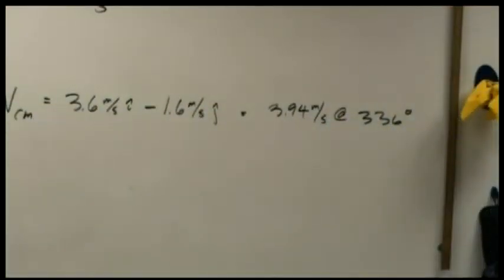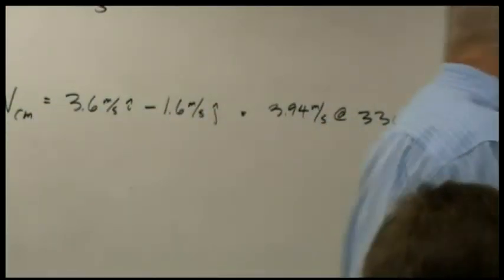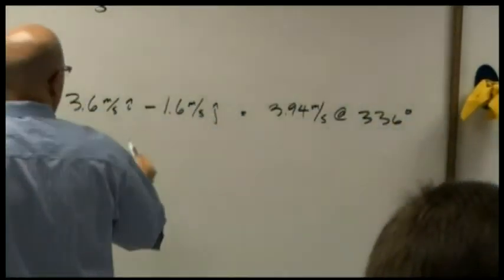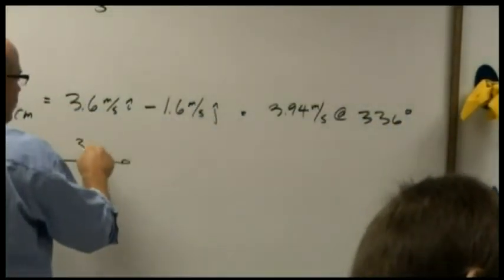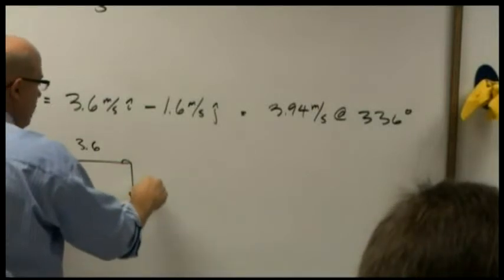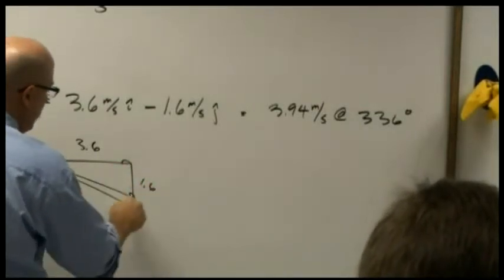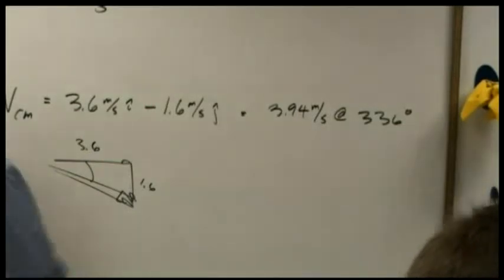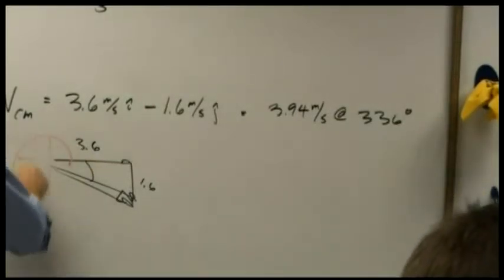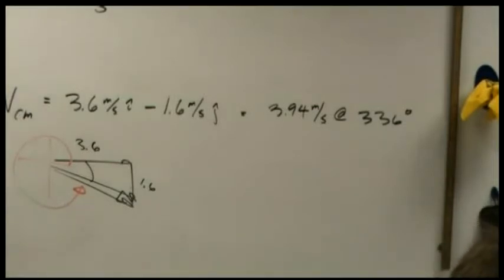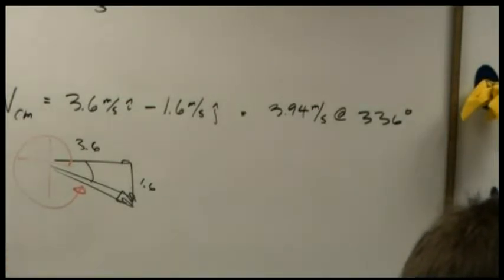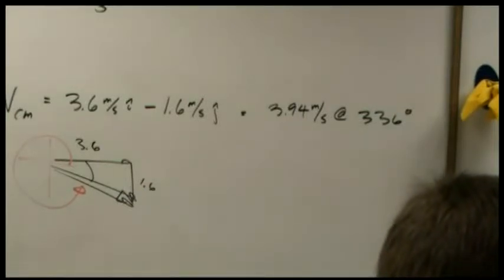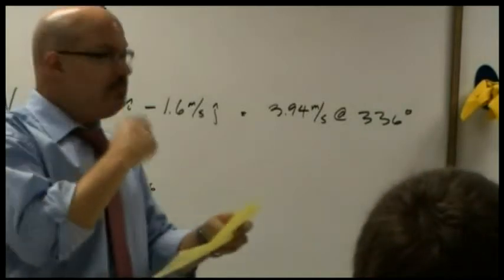How did you get the angle? Because you get 3.6 this way, you get 1.6 this way. And then this is your angle that you'd find, but that's in polar coordinates, that's all the way around this way, right? It's in the fourth quadrant. Okay, got it? I think so.